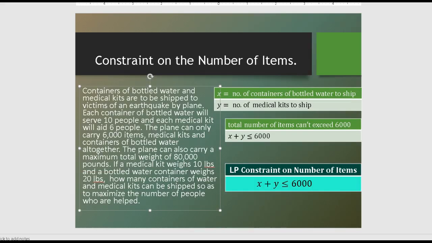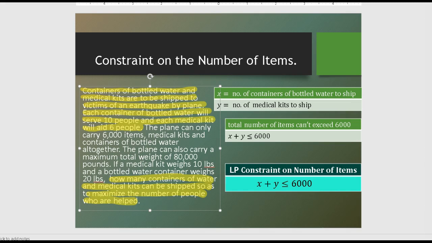Now we look for the constraints. Because we have already done the objective function and the variables and the goal, which is to maximize, we can ignore the sentences that gave us that information. I can ignore this and this because the objective function came from this: 10 people per container of bottled water and 6 people per medical kit. I also don't need the question anymore because that gave me the goal and what I need to maximize based on the narrative. So I only focus on what remains.